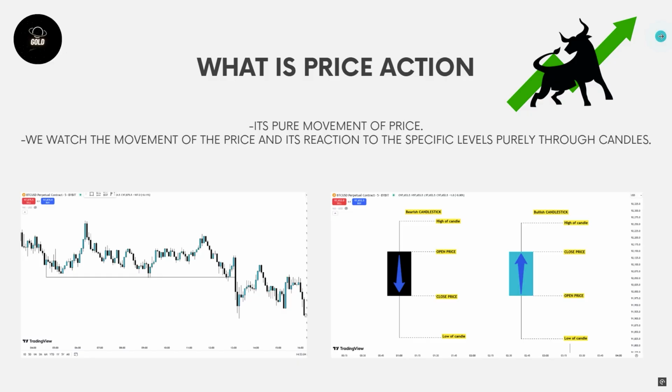So, first of all, what is price action? Price action is basically the pure movement of the price. With price action, you don't use an indicator, you don't use any volume profiles, volume itself, or order flow. You just look at a naked chart.